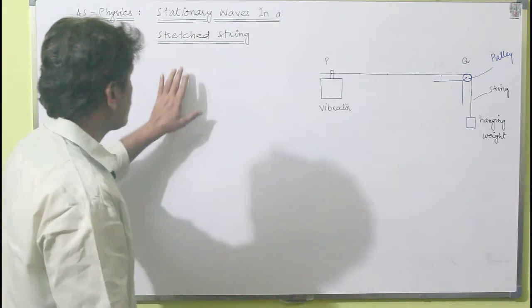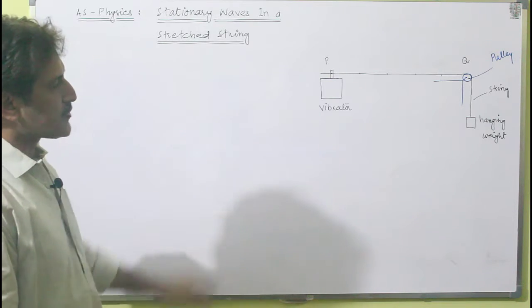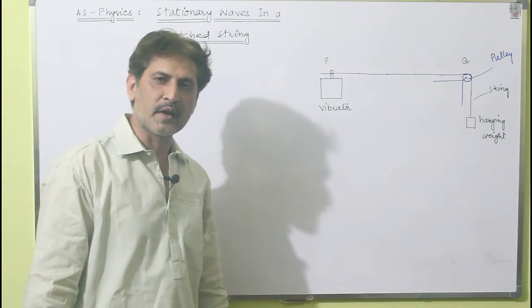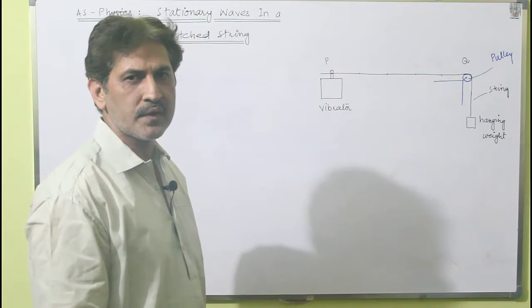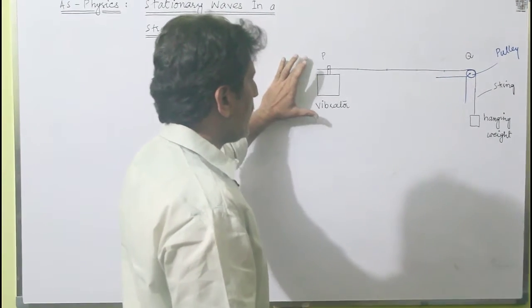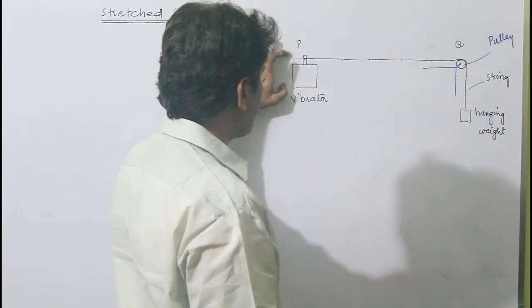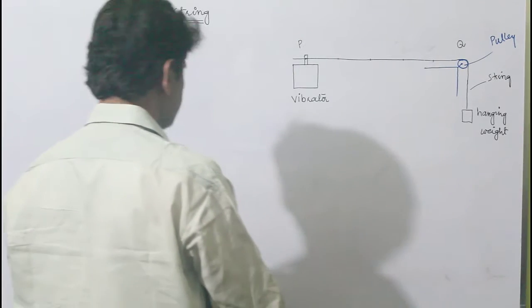Students, now we are starting a new topic, that is the stationary waves in the stretched string. Before starting this topic, we will discuss the laboratory experiment by which we can generate the stationary waves in the laboratory. For this purpose, we are using a vibrator, and a string is fixed with the oscillator of this vibrator, which can oscillate vertically upwards and downwards.